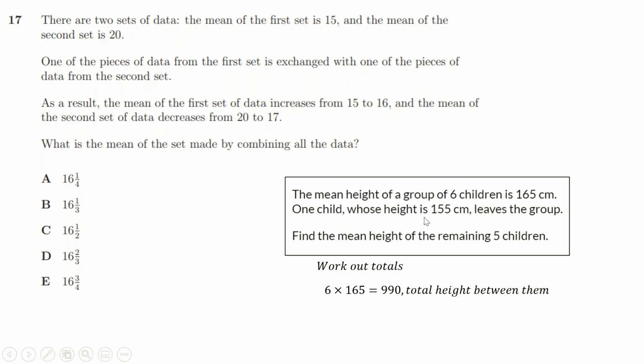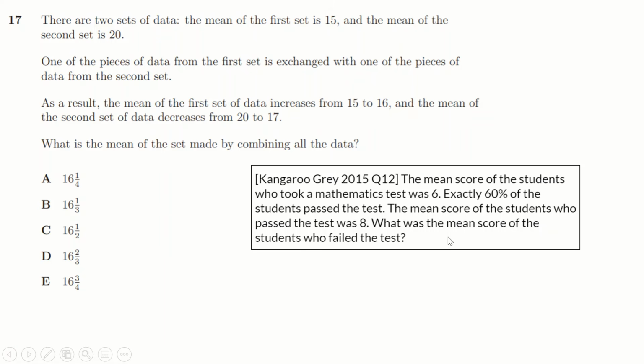Now I take out this child who actually only has a height of 155, which means my total height goes down from 990 minus 145 to 835, and that's the total height of the remaining 5 children. So then I divide that by 5 to find my average height of the remaining 5. So that's nice and simple. Then you step it up, right?